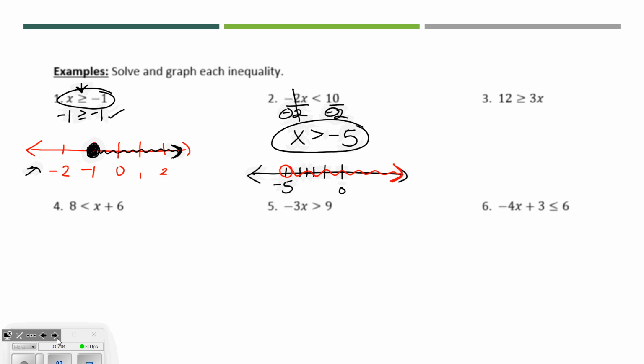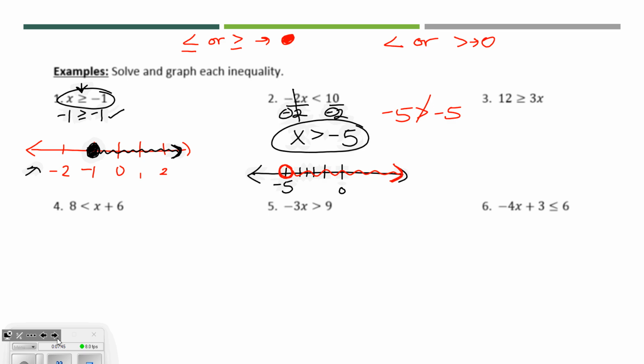And now, should I shade that -5? If I plug in -5, that's not true. -5 is not greater than -5. So I should not shade that point. It should be what we call an open circle or an open point. Rule of thumb, and you might want to jot this down. If you have a less than or equal to or greater than or equal to, you're going to use a closed circle. You're going to shade in the circle. If you have a less than or a greater than, you're going to have an open circle. You're not going to shade it in.